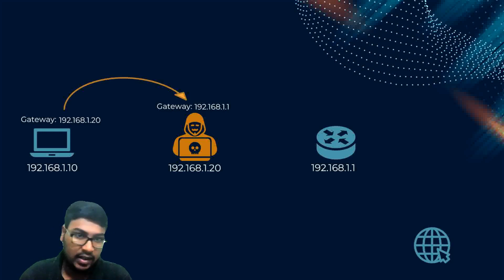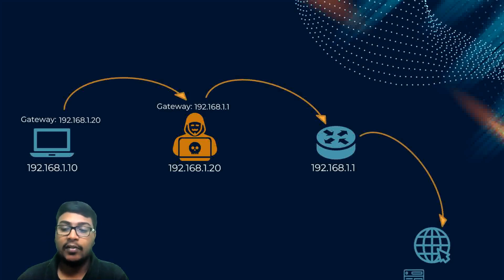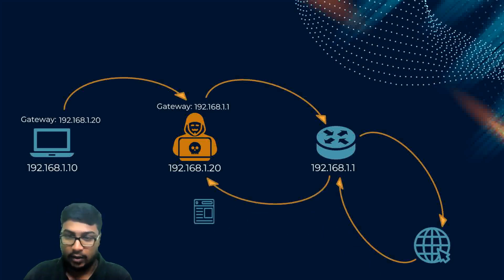The gateway in this case will be the attacker, and the attacker will forward it to the main gateway of the network, which is the router. The router will communicate over the internet, and when the communication with the web server is happening, there will be a response which is generated, and it will be sent back to the router. This router will send this response back to the IP that generated the request to it, which is the attacker, and up until this point, all of this is still just a man in the middle.